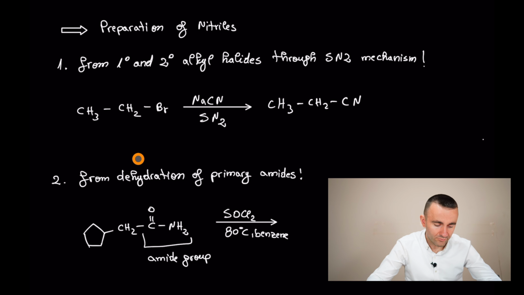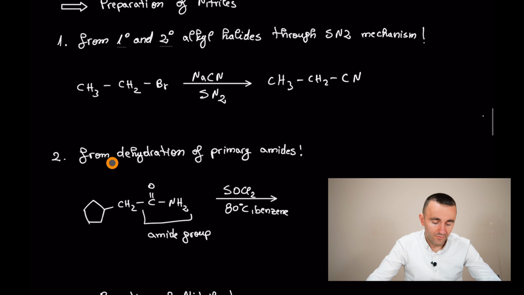The second way to prepare nitriles is from dehydration of primary amides. Amide group is a group that contains carbonyl compound and also amine group, together connected. So we can use thionyl chloride in this case to get the nitriles.